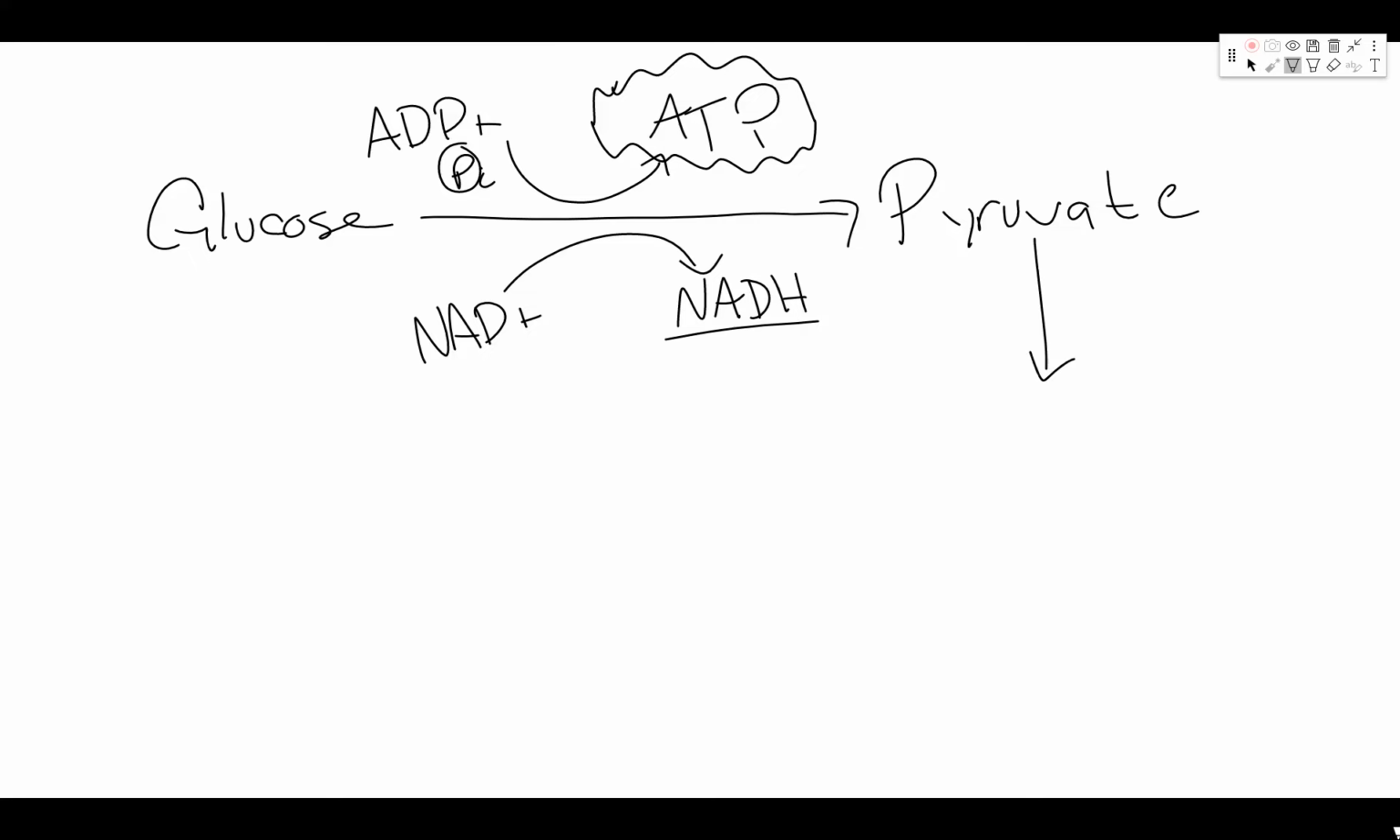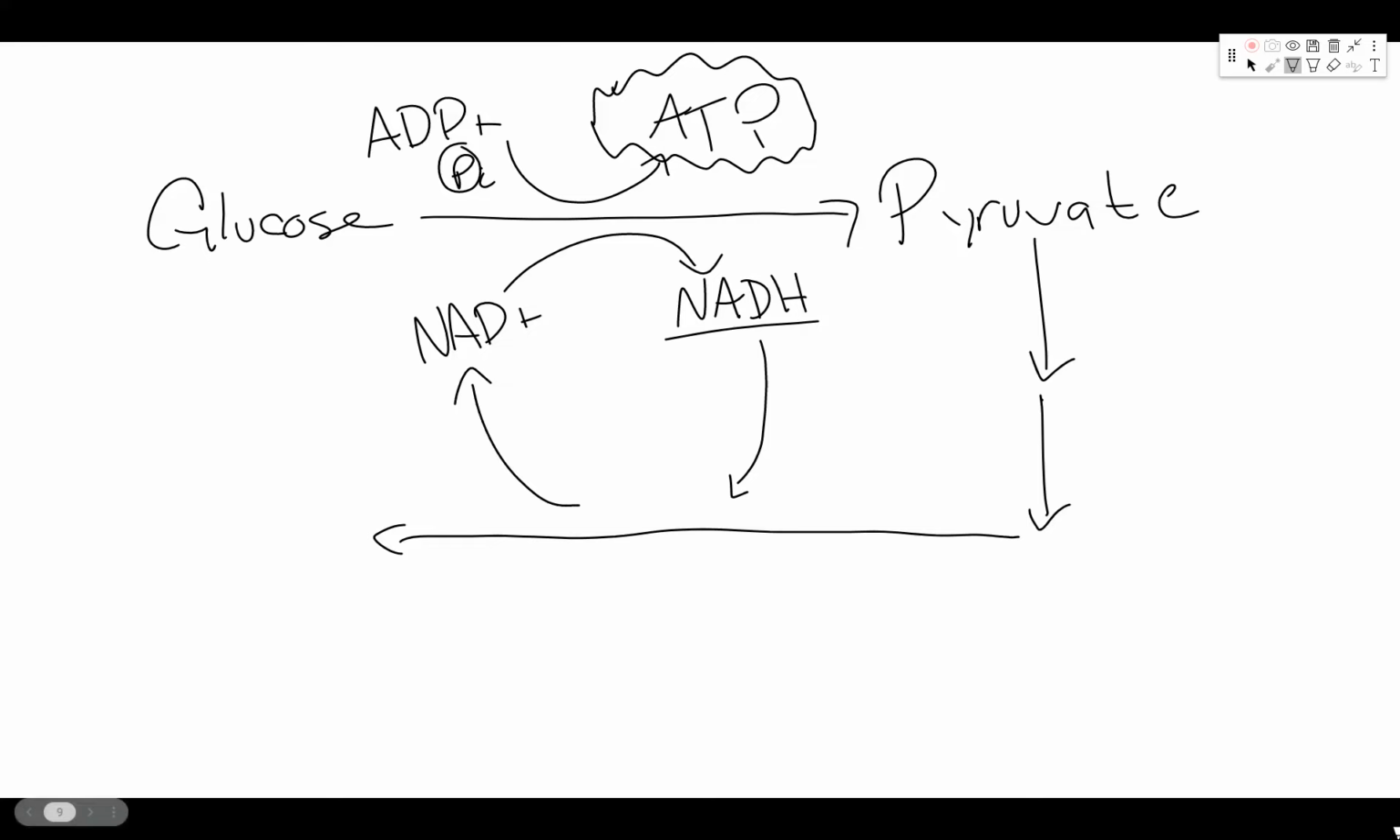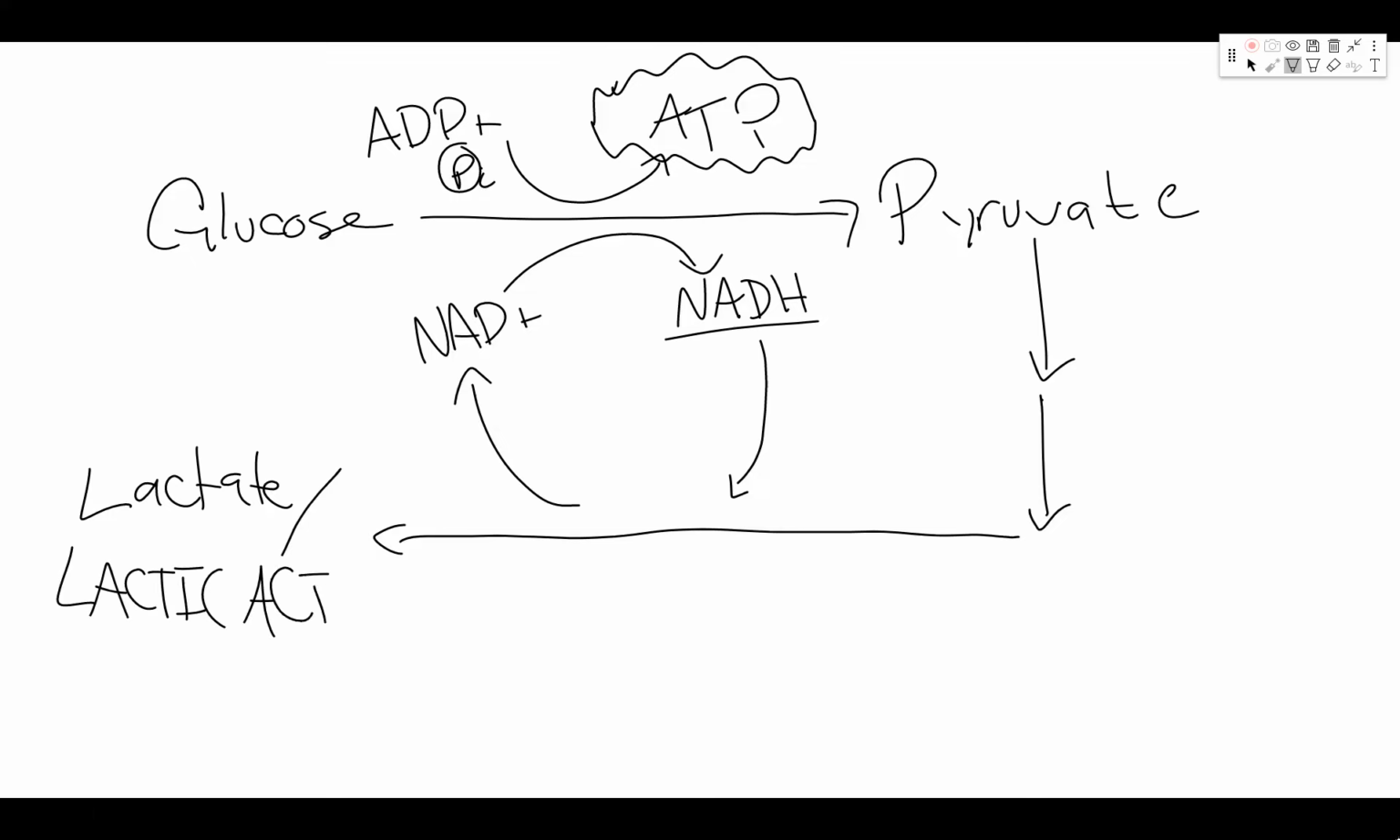In that process, we're going to take our pyruvate. We are going to reduce it. We're going to regenerate NAD plus, and we are going to get lactate or lactic acid. We're all about regenerating that NAD plus in order to keep glycolysis going.